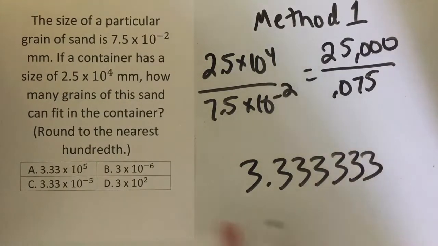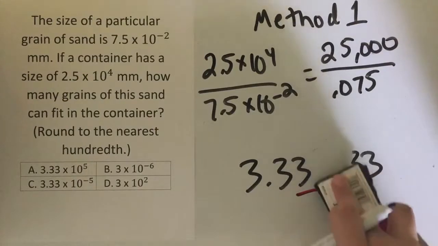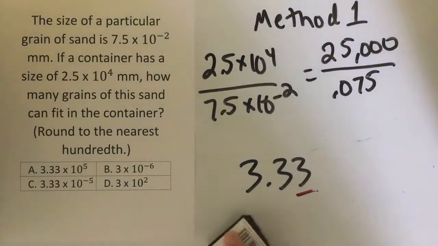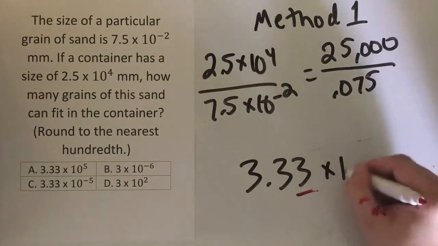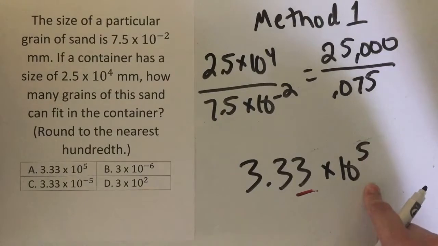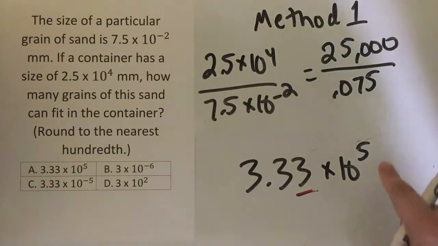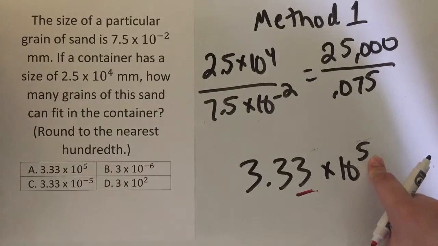Now the problem tells us that we need to round to the hundredths place. So this is our hundredths place. This is a 3, so we'll round it down. So it will ultimately be 3.33. Remember before we moved the decimal 5 places? Well, that will become a positive 5 on the 10. Since it was a large number, this exponent is positive. If it had been a small number, anything less than 1, this number would have been negative.